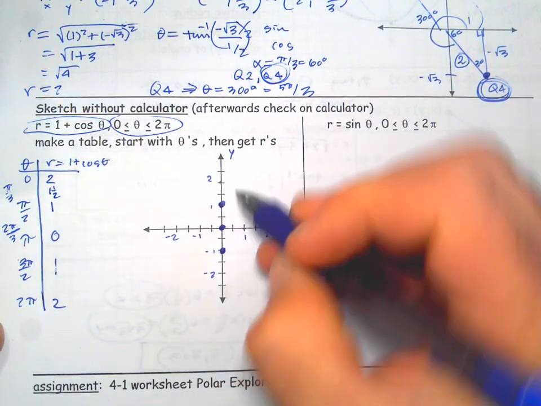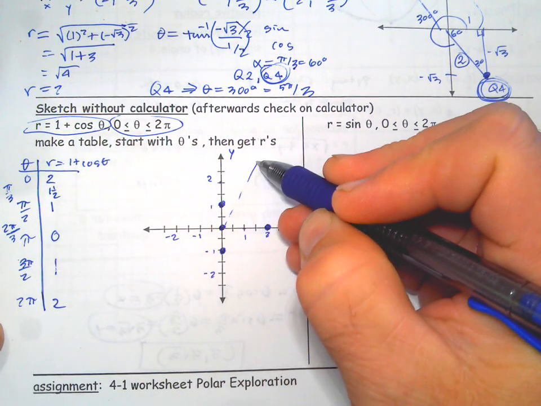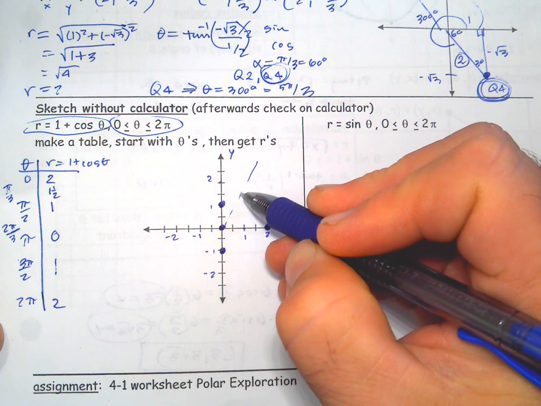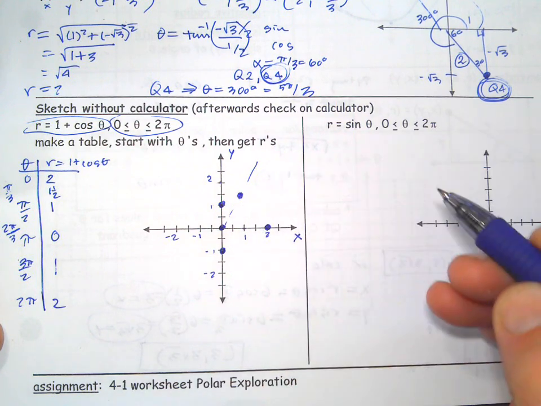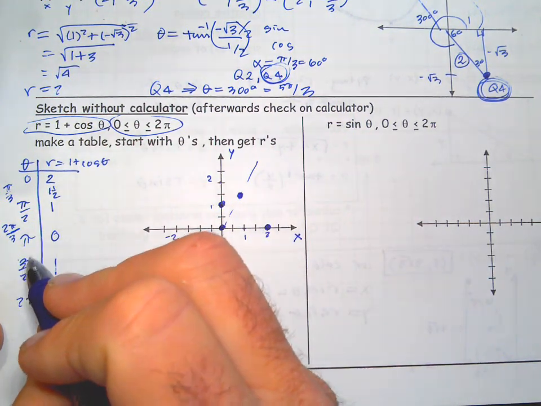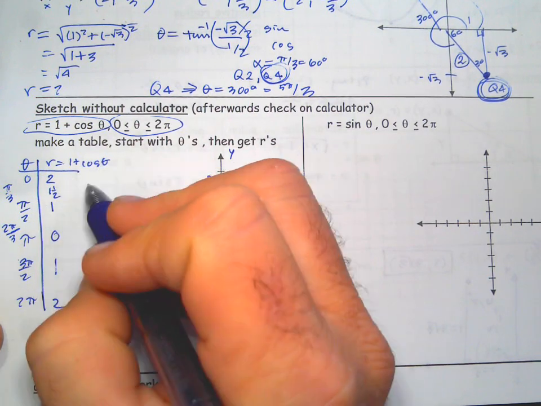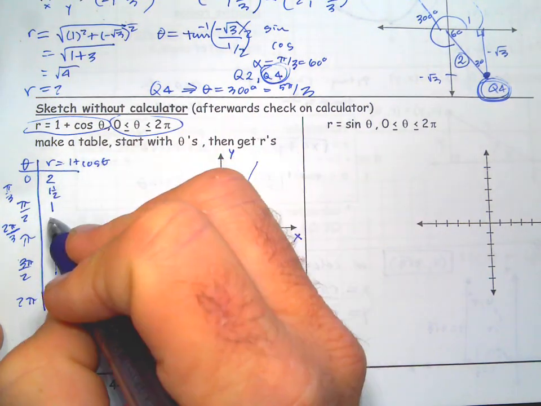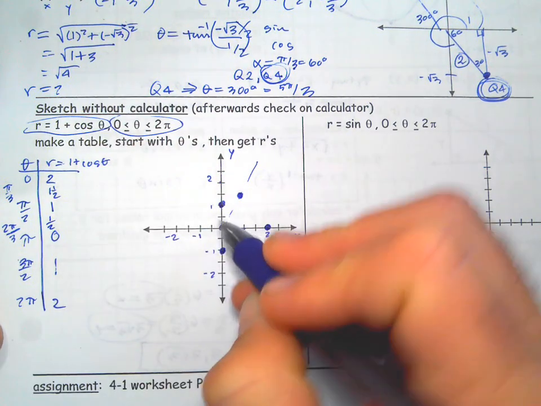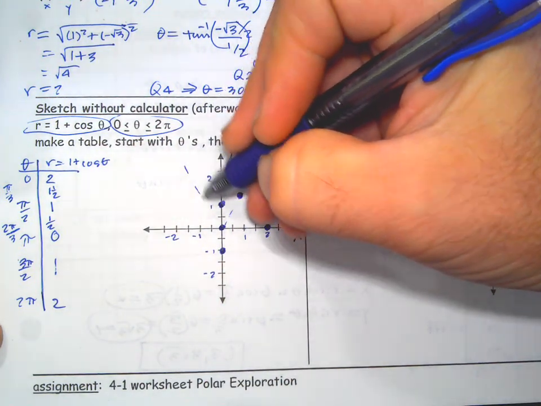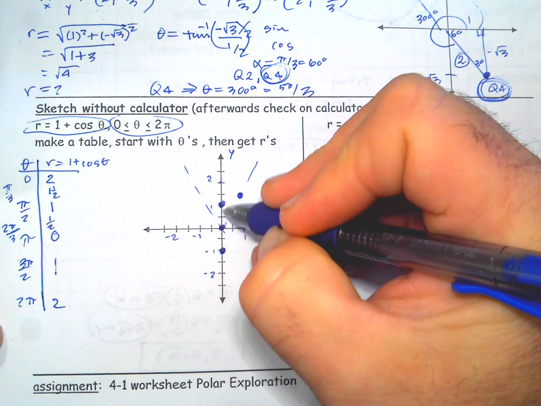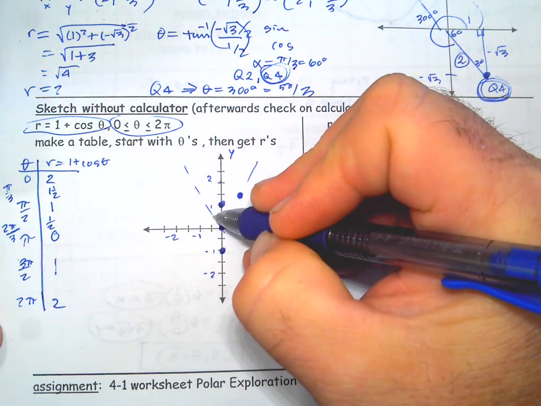So at pi over 3, which is kind of like here, we're at 1.5. So maybe like there. And then at 2 pi over 3, cosine is negative 1/2. So it's going to be 1 plus negative 1/2, which is positive 1/2. So at 2 pi over 3, we're kind of like right around here. And it's 1/2, which, remember, 2 of my marks equal 1. So that's like right here.